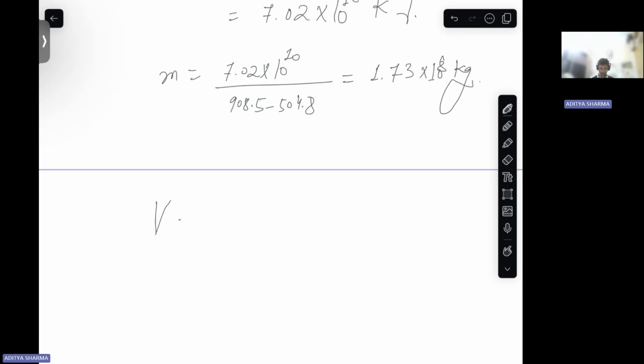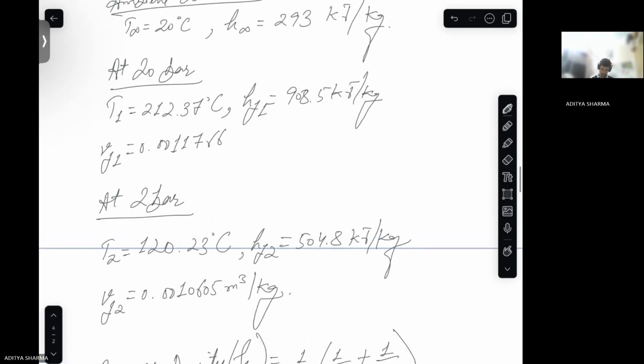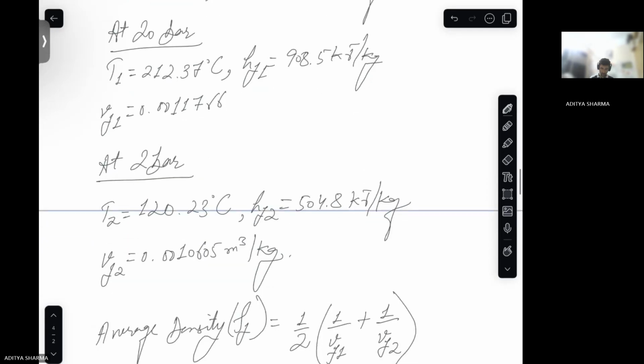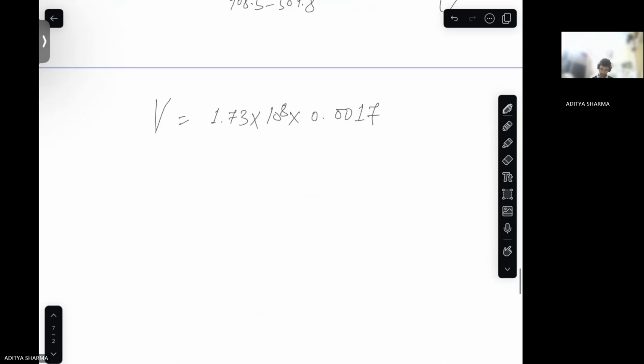Now you can find out the volume equals to mass, 1.73 into 10 raised to the power 8, into specific volume, 0.0011766. Now multiply this.